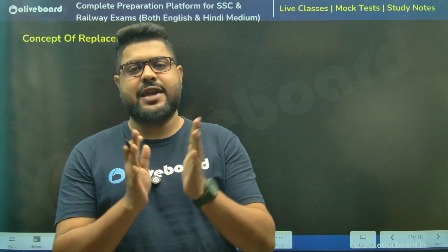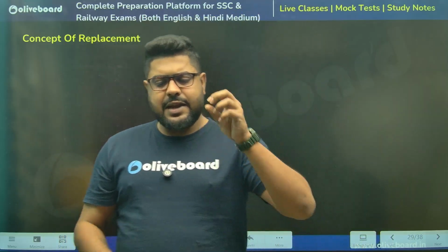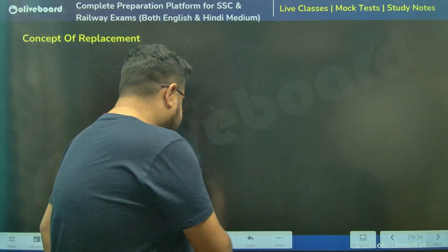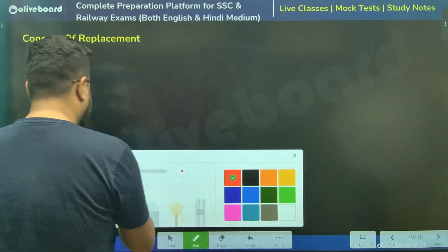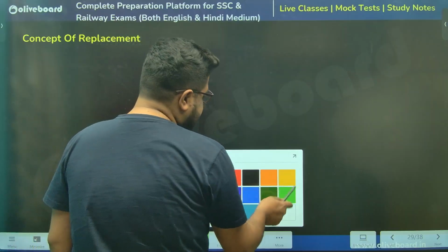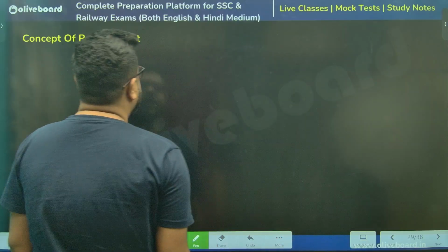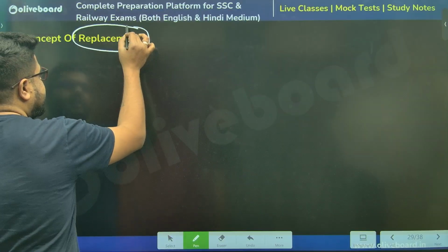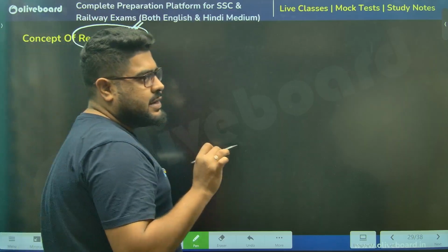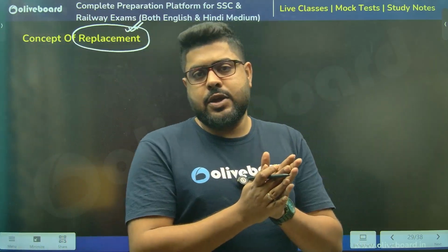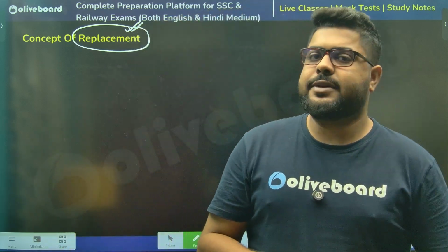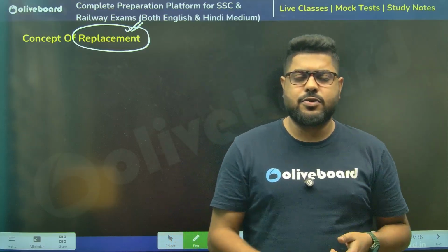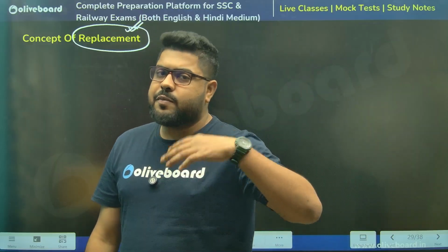Today we'll do a very interesting and very specific part of mixture and allegation. This is a series for beginners who are just about to start their preparation. Exactly what we'll do is understand the concept of replacement. Replacement is a small part of the mixture and allegation chapter, but the problem is that most of the students I talk to have a little bit of problem here.